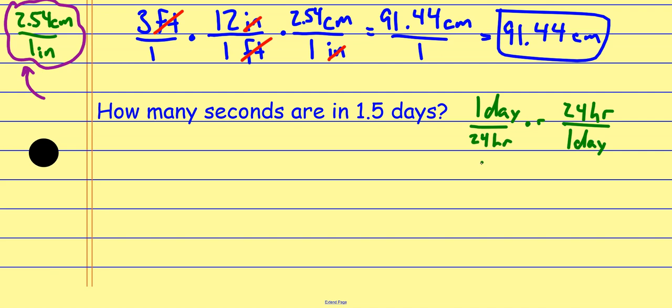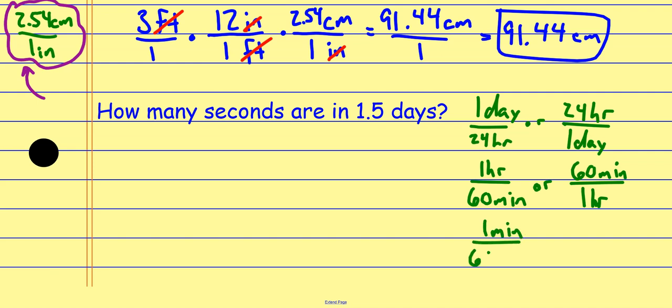I also know that 1 hour is the same as 60 minutes. That's another ratio I can use. And again, I could write that the other way as well. I could do 60 minutes goes to 1 hour. And then I also know that 1 minute is the same as 60 seconds. All of these things, I can write them as ratios, and this is what I'm going to use. I could write it the other way. 60 seconds goes to 1 minute.